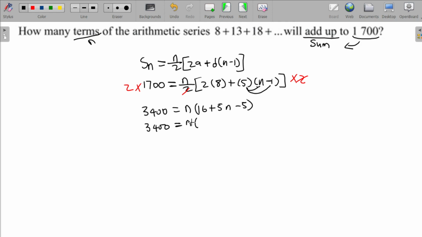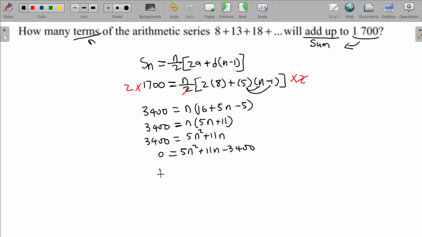Then 3400 is equal to n times 5n, while 16 minus 5. 16 minus 5 is basically 11. And then we're going to open the brackets there with that n. It's going to give us 5n squared plus 11n. Take this to the other side. 0 is equal to 5n squared plus 11n minus 3,400. Everyone now sees what is happening here.